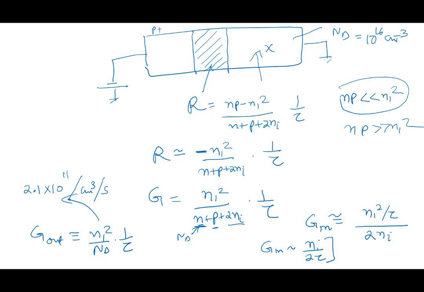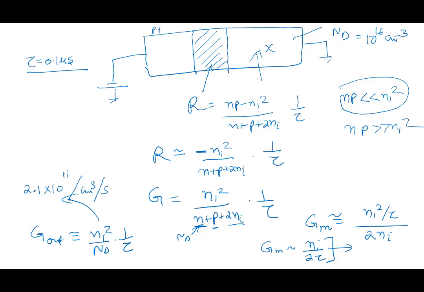Why is the net generation rate different? Because N and P are different inside the depletion region. N and P outside the depletion region is something else. N and P inside the depletion region is something else. Now if I put in the numbers, by the way, I'm taking tau equal to 0.1 microsecond. Recombination lifetime is 0.1 microsecond. You can take any other number, that's not an issue.